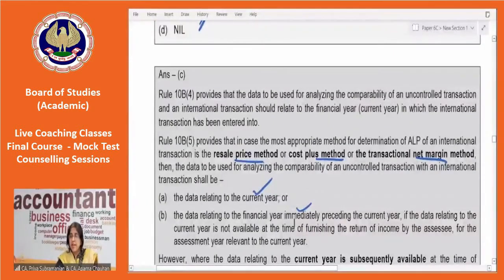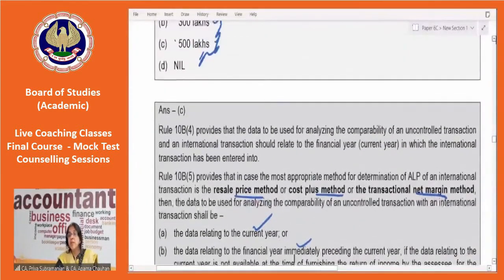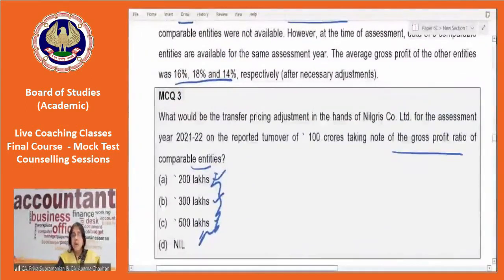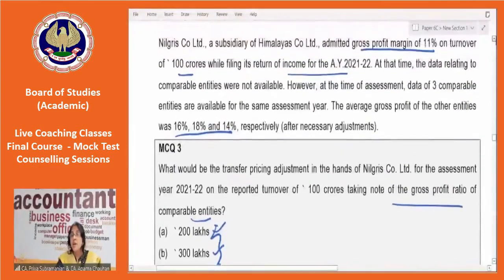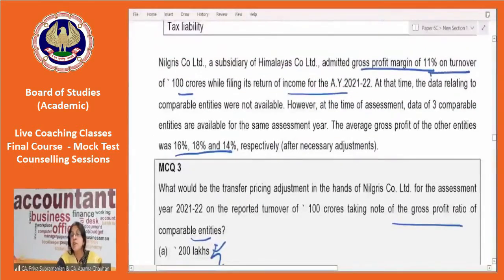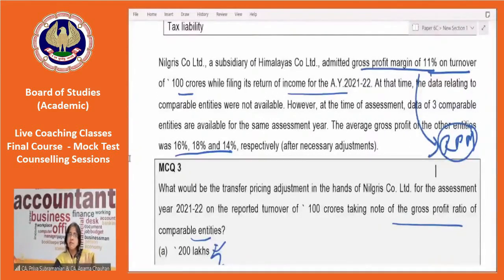So it is okay. In this case, what is the method which is being used? It's given. We have been given the gross profit margin at 11% of turnover. So it has to be the resale price method. It can't be cost plus, as cost plus is a percentage of cost. It can't be TNMM because that is the net profit margin. Here it's the gross profit margin, so it's resale price. So in case of the resale price method, the company can do it on the basis of last year's data. They can file the return. There's no issue about that.